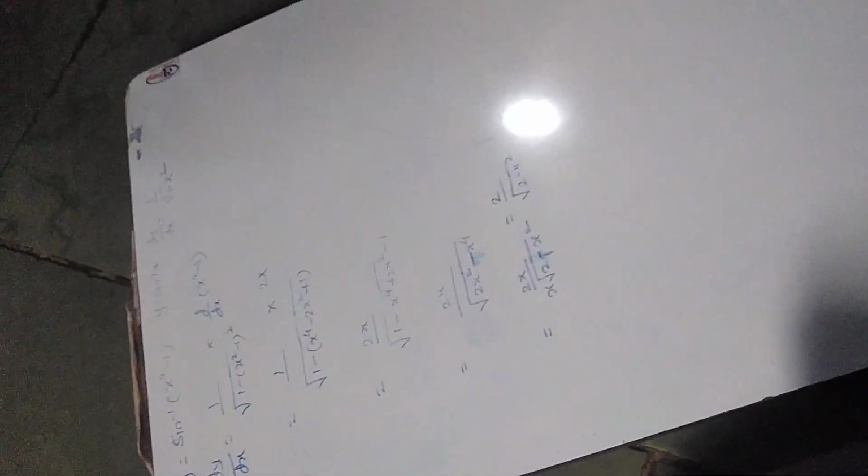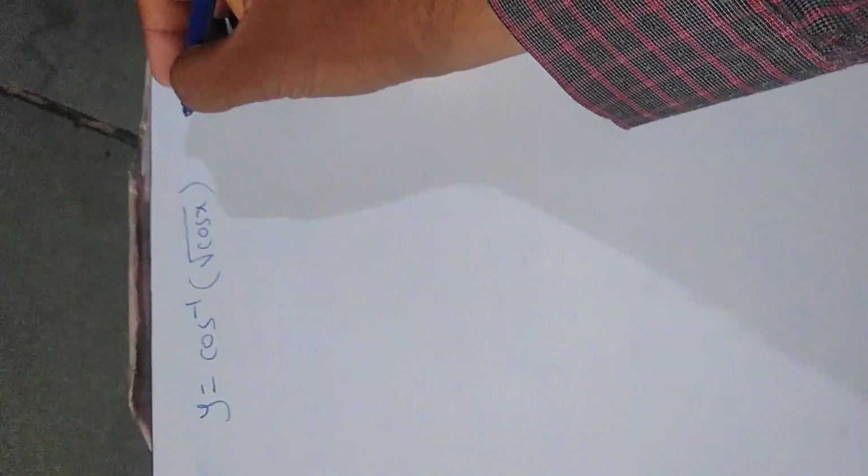So let us take the next example. We have another example on cos inverse. So we will see each and every example of each and every type of inverse function. So we have a next example, that is y is equal to cos inverse of under root of cos x. So the function is of the type y is equal to cos inverse x.